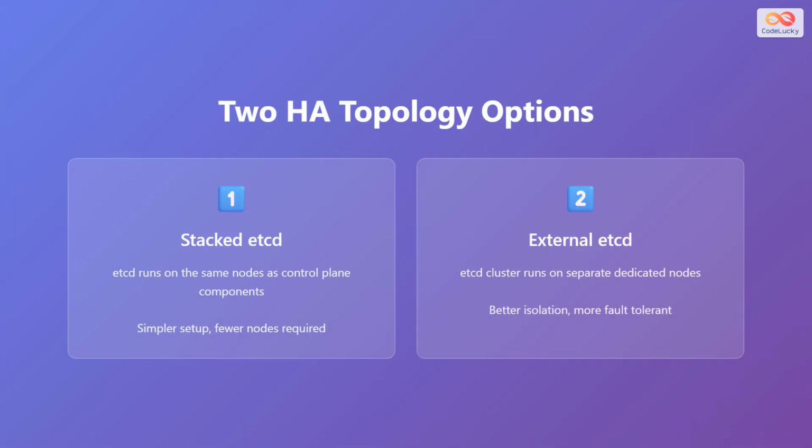Kubernetes offers two topology options for high availability deployments. The first option is stacked etcd, where etcd runs on the same nodes as the control plane components. This approach is simpler to set up and requires fewer nodes, making it cost-effective. The second option is external etcd, where the etcd cluster runs on separate dedicated nodes. This provides better isolation between etcd and control plane components, and offers more fault tolerance since control plane failures don't affect etcd. The choice between these depends on your requirements for isolation, fault tolerance, and infrastructure resources.